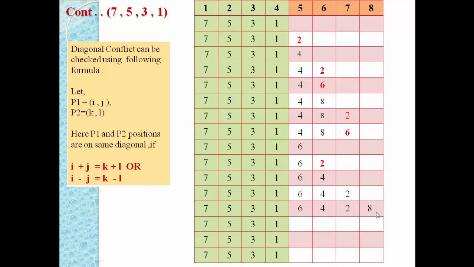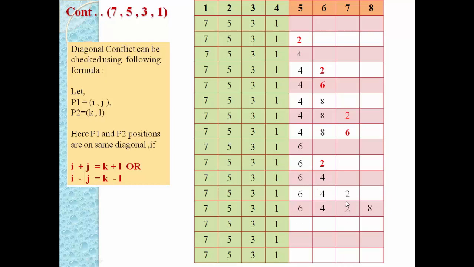Now there is no option where we can place our 8th queen. So again we have to use the backtracking concept. We need to go back. We need to reposition our 7th queen. Can we reposition our 7th queen? Yes or no, that we need to check.